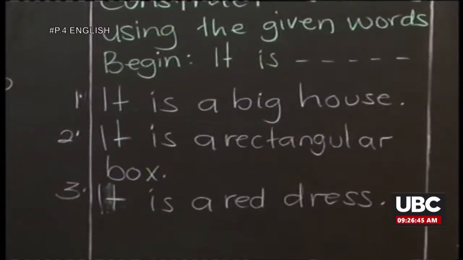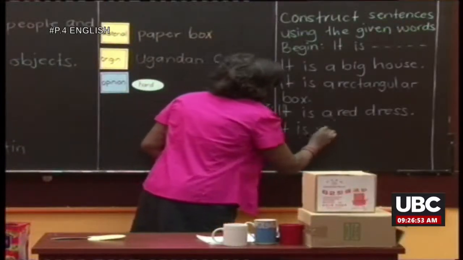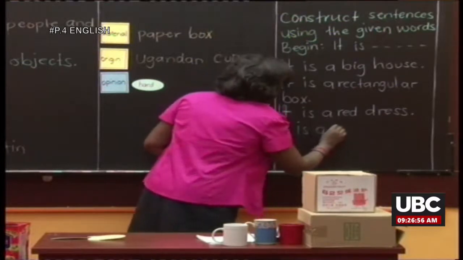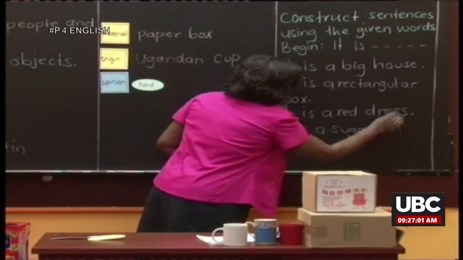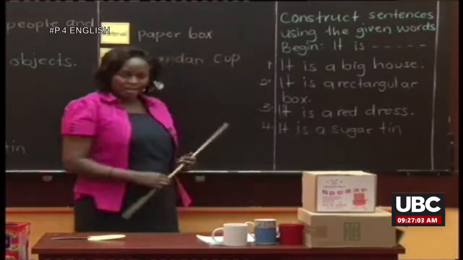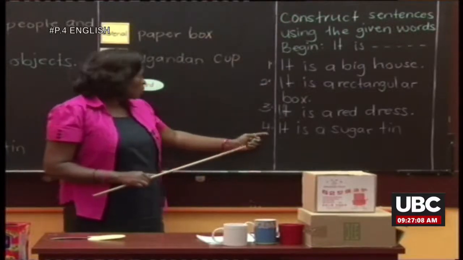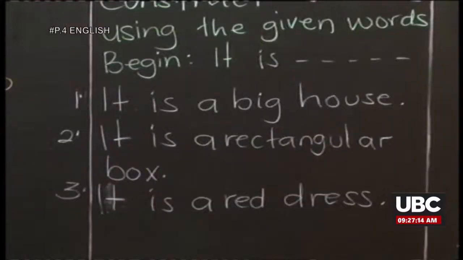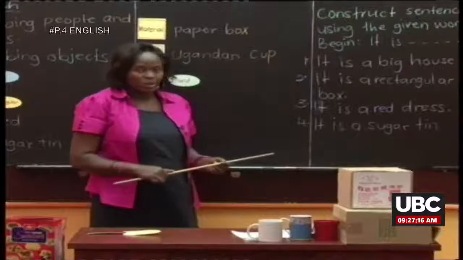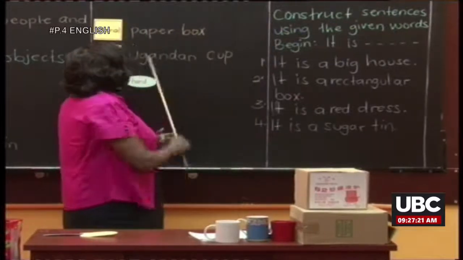Let's look at our number 4. You say, it is sugar tin. In our case, the word sugar stands for the purpose of that object you are using. So we say, it is a sugar tin. Remember, children, always to end your sentences with a full stop. And remember to begin with a capital letter and you end with a full stop.